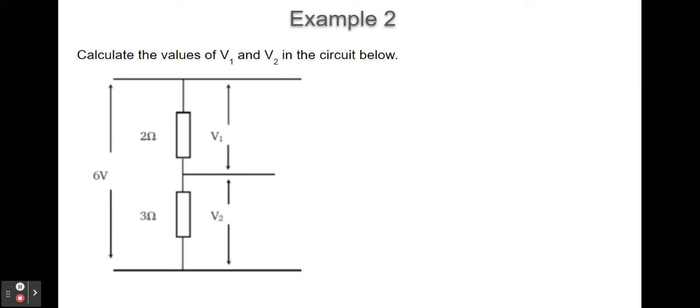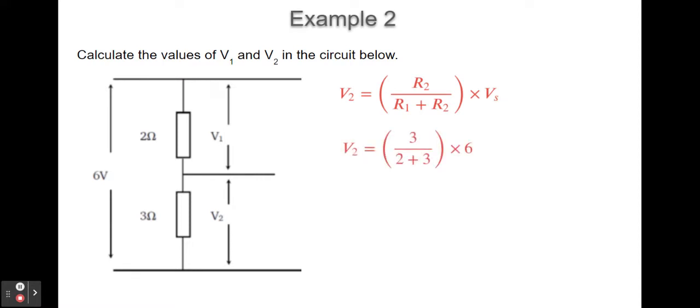Here's another example. This time, we're told the supply voltage is 6 volts. And we don't know either of the two voltages in the circuit, but we do know the two resistor values. So we're going to use this formula: V2 equals R2 over R1 plus R2 times Vs. So R2 is 3, R1 is 2, so 3 divided by 2 plus 1 times 6 gets us 3.6 volts. So that is my V2 value.